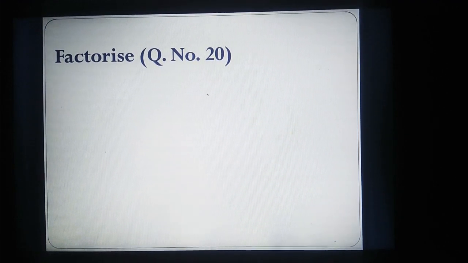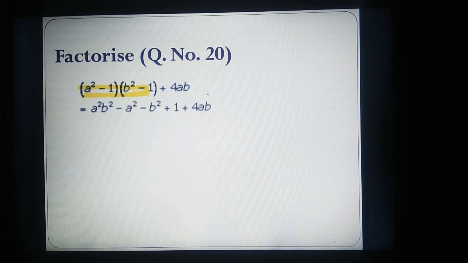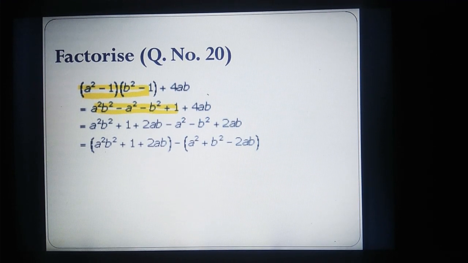Okay, let us go to the next sum. We want to factorize this particular thing. First let us open this bracket. Let's multiply these two. After multiplying, I'll get this much. Now next thing is, I'm going to break this 4ab into two parts: one is this 2ab, another is this 2ab. Now if I do that, then I have one part which can be kept this way, and the leftover part can be kept this way.